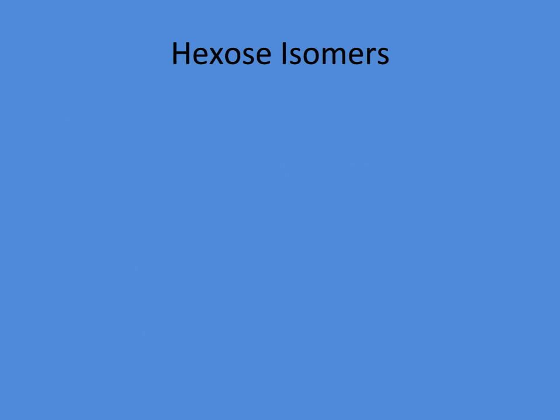Now, as you learned at the beginning, carbohydrates are composed of a ratio of carbon, oxygen, and hydrogen atoms. So if hexoses have 6 carbons, how many hydrogen and oxygen atoms would they have? Yes, 12 hydrogen and 6 oxygen. But even though most hexoses have this molecular formula, the atoms are arranged in different ways. Molecules that have the same molecular formula but different structures are called isomers.